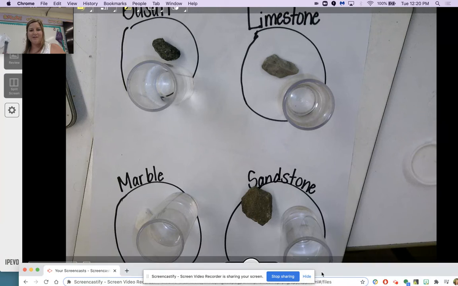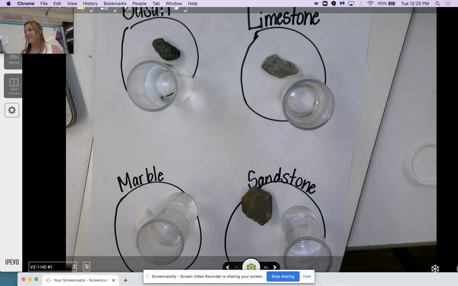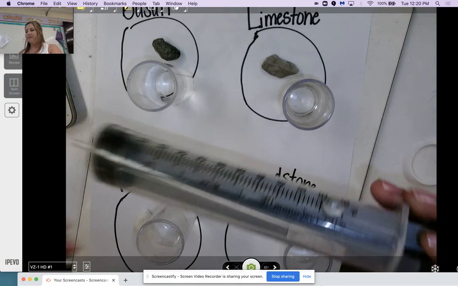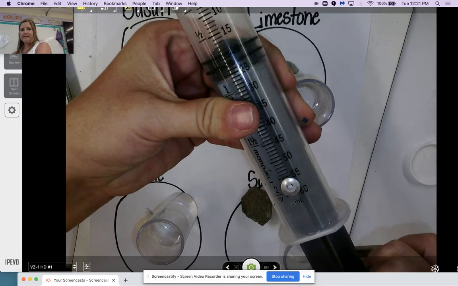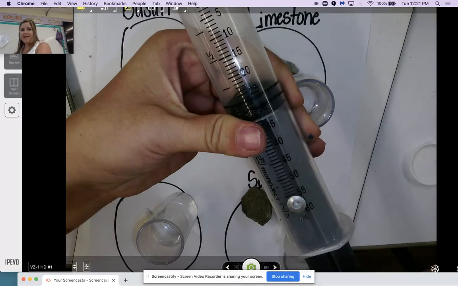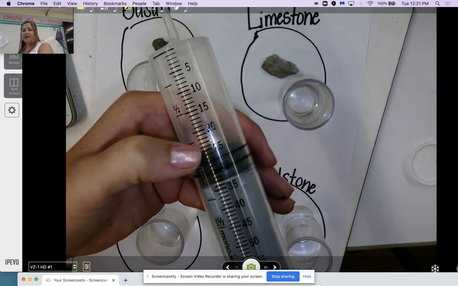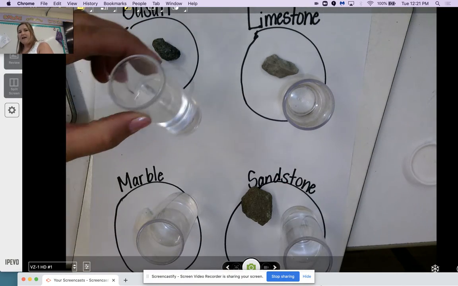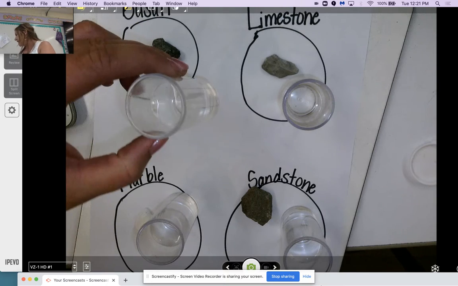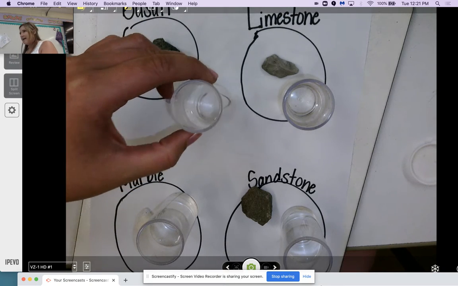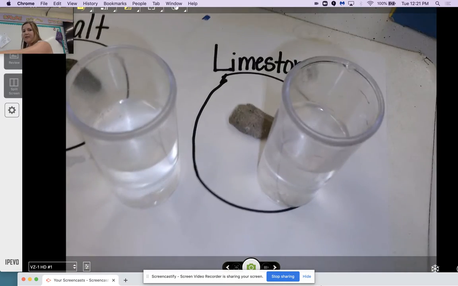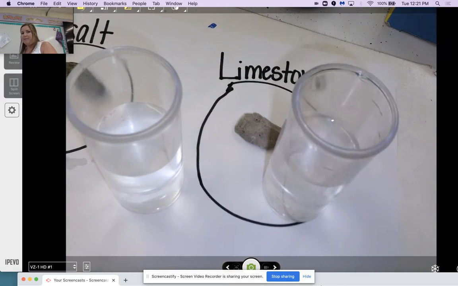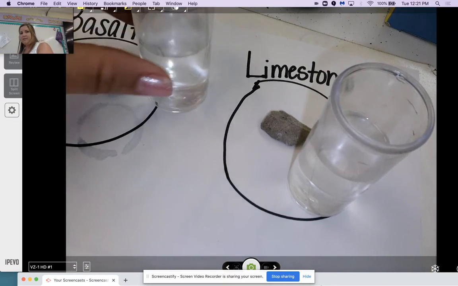All right, boys and girls, I am back here with you. I took the syringe and I filled up 25 milliliters of vinegar in here. And each vial, you will see, has the exact same amount. I'm going to go ahead and move my document camera so you can see what is happening when I do this.